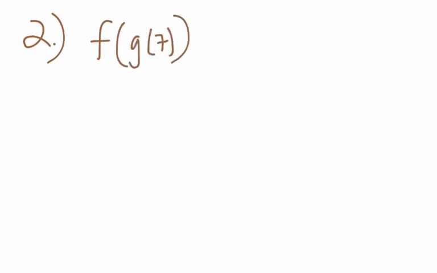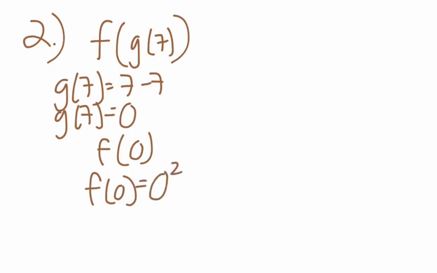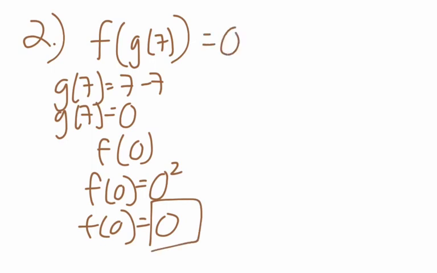All right, for the second one, we were doing f of g of 7. And so you're going to start with the inside with g of 7, which in this case would be 7 minus 7. And 7 minus 7 is 0, Miss Taylor's favorite number. So f of g of 7 is just a fancy way of saying f of 0. And so in this case, that would be 0 squared, and f of 0 is 0, and your answer is 0.